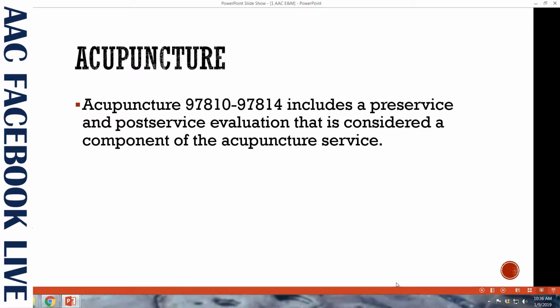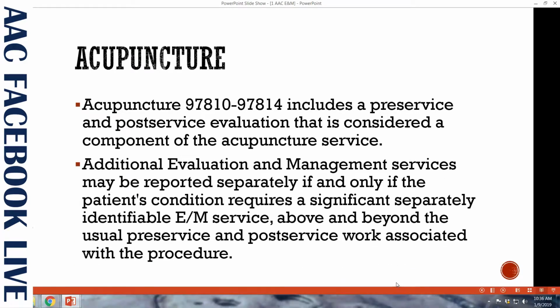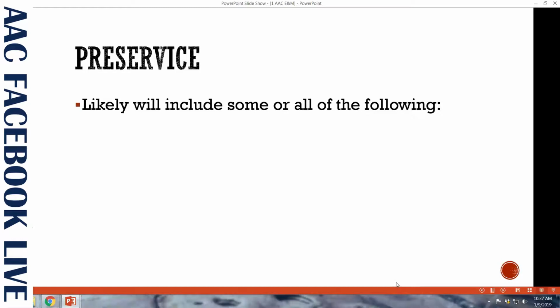So keep in mind that acupuncture does not allow you to bill an exam daily because there's an exam associated with what you do. Any additional evaluation and management services may be reported, but only if a separate condition or a significantly separate identifiable service, E&M if you will, above and beyond which is associated as the usual pre-service and post-service work. Now, this is not my opinion. This is directly from the CPT as it's defined. There's a pre-service and post-service, actually pre, intra, and post. So let's define what is included in the acupuncture and hence why you can't bill one daily.